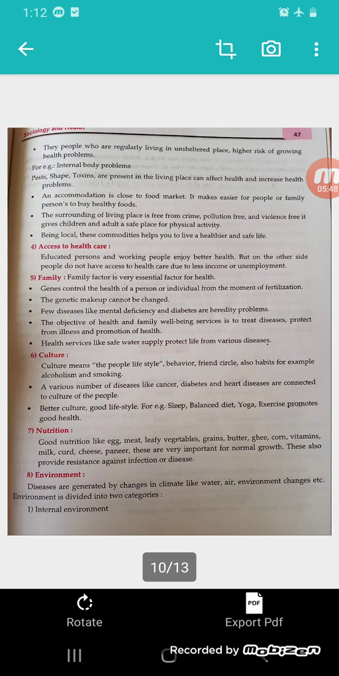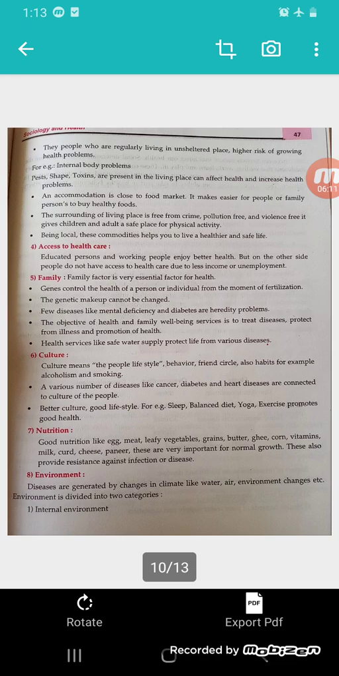Coming to access to healthcare, the person who is educated will be getting money so that if they get any disease, they can go to a doctor and take treatment. People who are not having any job or have less income do not have access to healthcare.